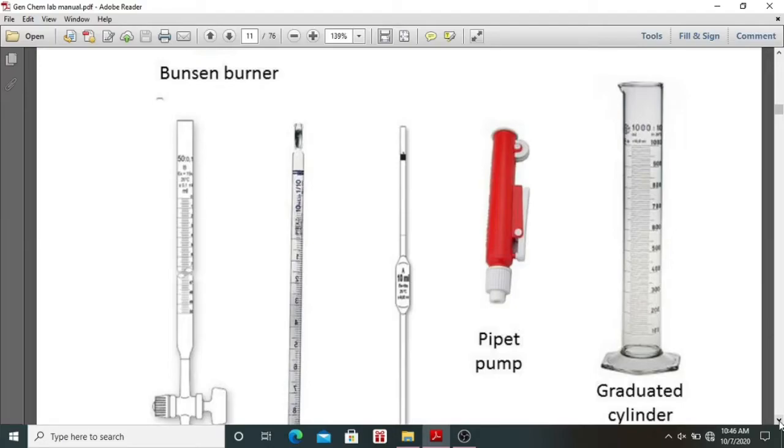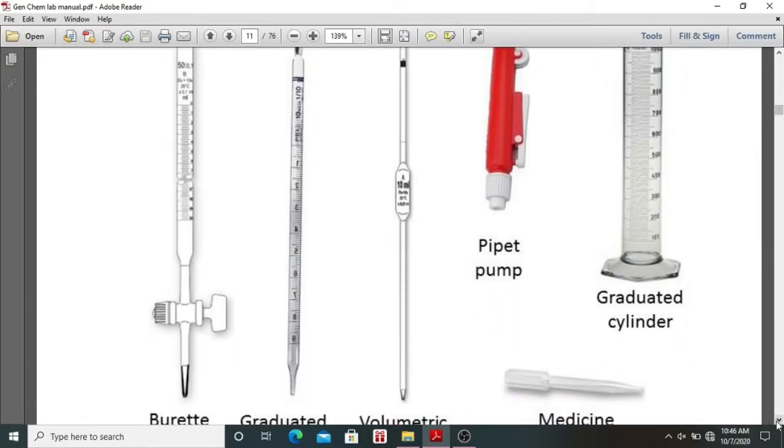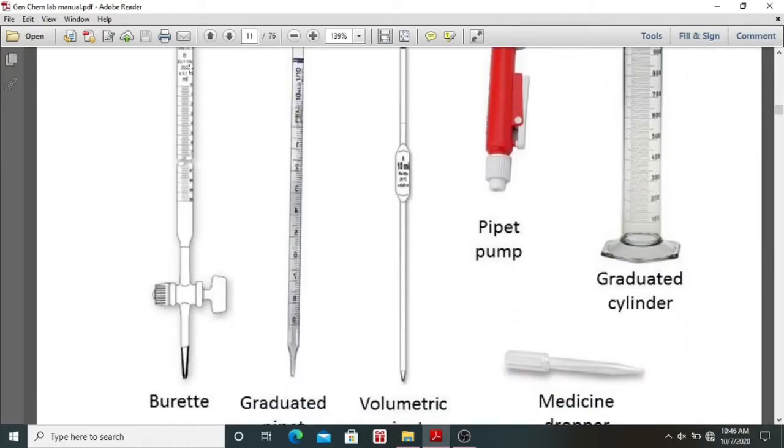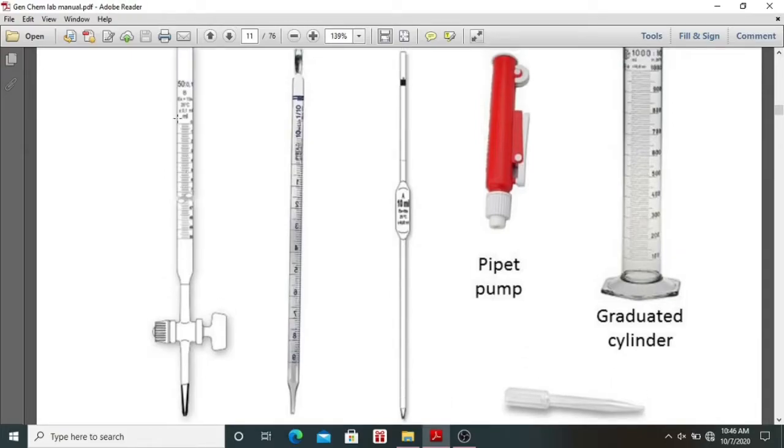Then we have also a burette. As I have mentioned, this is a burette. Usually our burette here is a 50 ml burette. This is used in titrimetric analysis, a manual titrimetry or manual titrimetric analysis.